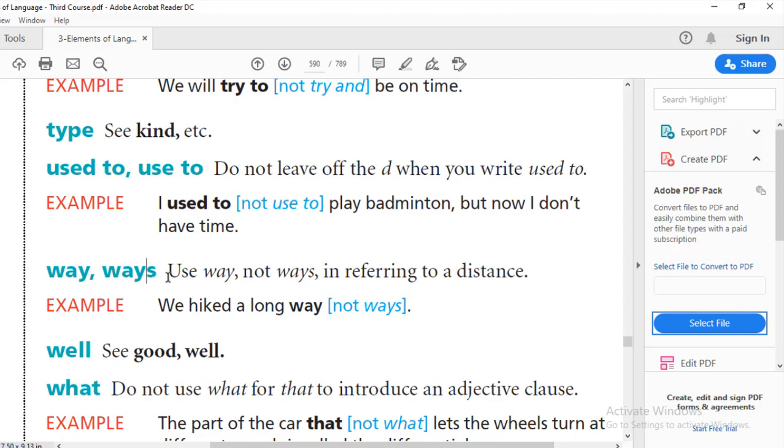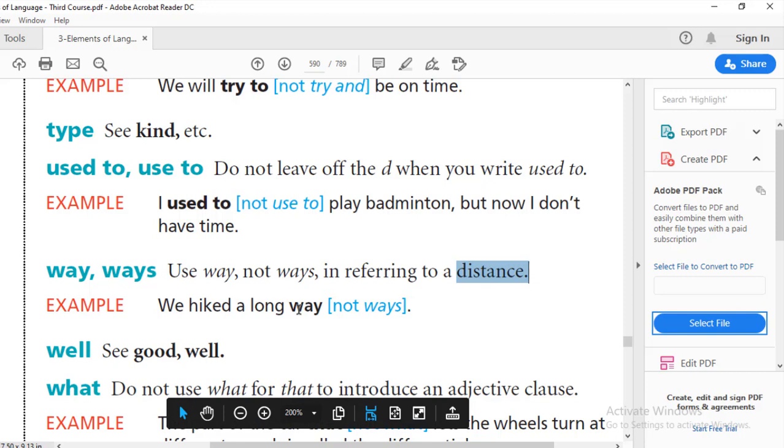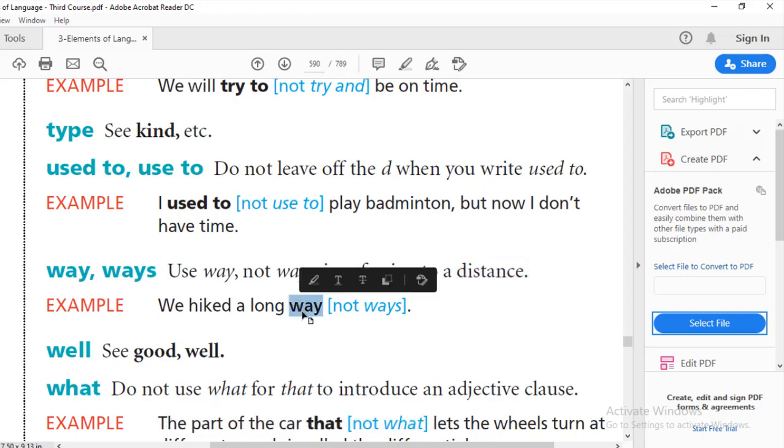So here he is telling you use "way," not "ways," in referring to distance. So when you refer to distance, don't put S on the word "way." Like look at the sentence, "We hiked a long way," right? Because "way" here doesn't mean a road, it means distance, so we cannot put S at the end. So be careful when to use the word "way" as the meaning of road and when to use it as the meaning of distance, right? Which one cannot be counted? The word with the meaning of distance cannot be counted, so we cannot put S at the end of the word.